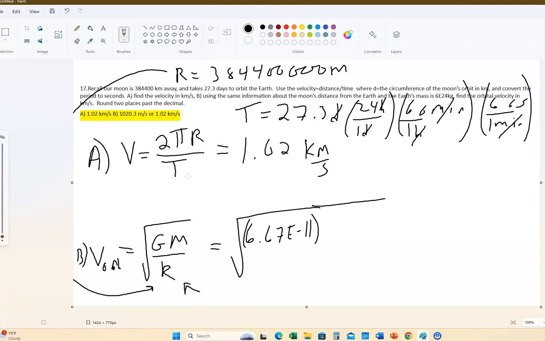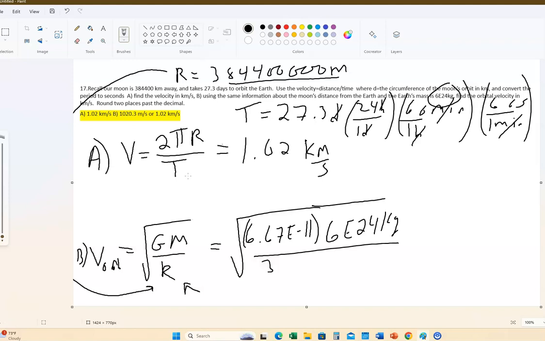Oh, there it is, right there. So it's kind of hidden. 6 times 10 to the 24th, right? 6 times 10 to the 24th kilograms. That's the mass of the Earth, divided by the radius of the distance. Remember, it's orbiting the Earth. So this is the distance between the Moon and the Earth, which is in meters, which is the first thing that's the conversion that I did.